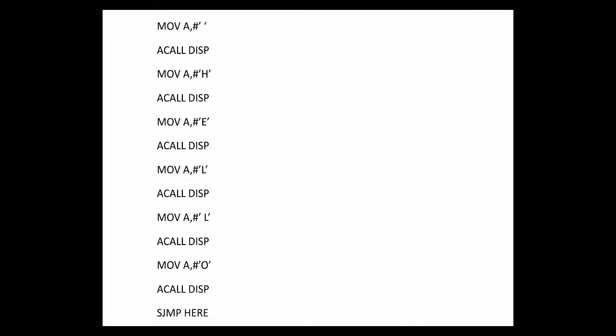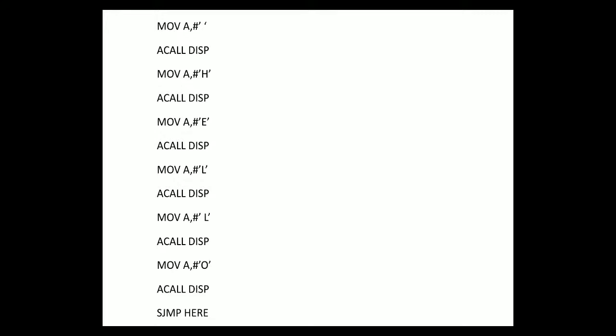Similarly, I want to display the second letter. What is the second letter? It is E. So MOV A,#'E', ACALL disp. Next one, MOV A,#'L', ACALL disp. Similarly, MOV A,#'L', ACALL disp. And the last letter, MOV A,#'O', ACALL disp, and a short jump here. I think you have understood this. Suppose you want to display a number of words in assembly level, this is how you have to keep appending the characters for the LCD.